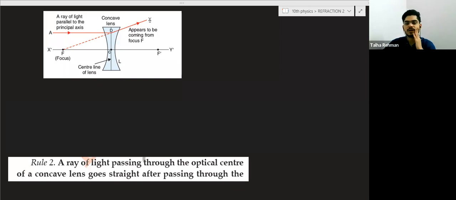As we did earlier, we will just produce this ray in the backward direction. When we produce the refracted ray backward, it touches the principal axis at the focus. So it looks like this ray is appearing to be coming from the focus.